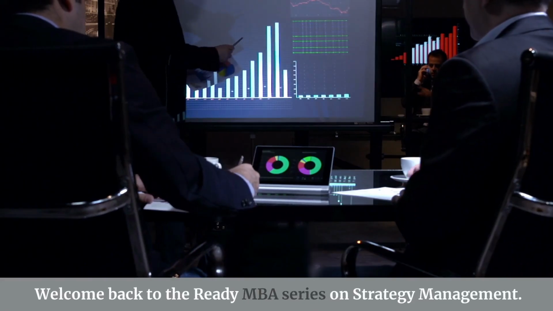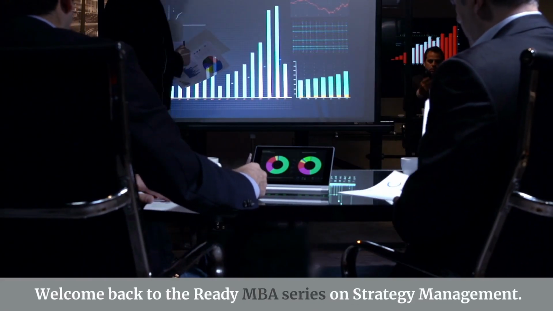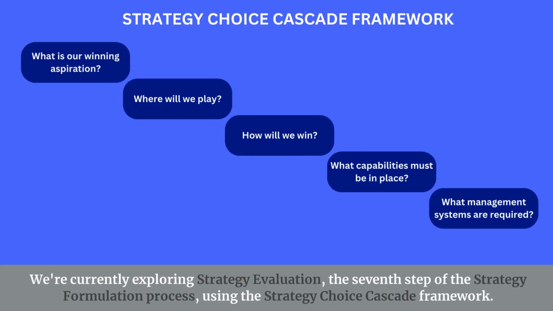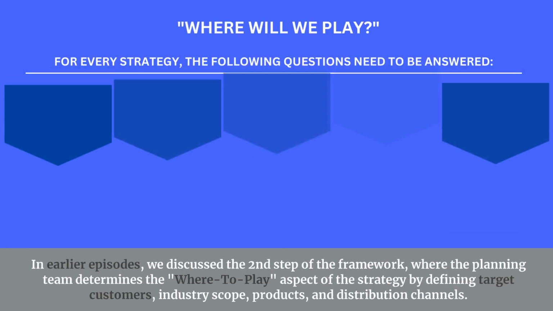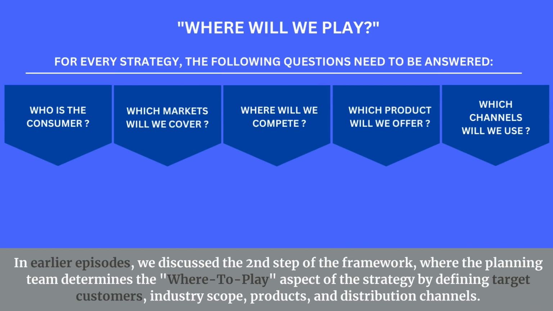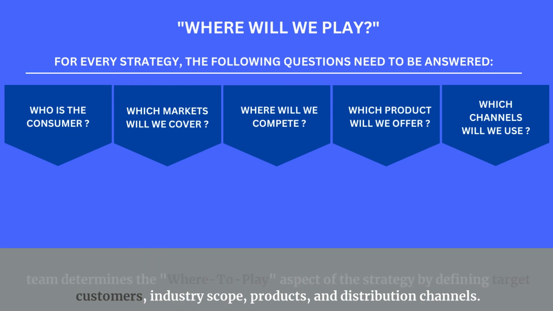Welcome back to the Ready MBA series on strategy management. We're currently exploring strategy evaluation, the 7th step of the strategy formulation process, using the Strategy Choice Cascade framework. In earlier episodes, we discussed the 2nd step of the framework, where the planning team determines the where-to-play aspect of the strategy by defining target customers, industry scope, products, and distribution channels.